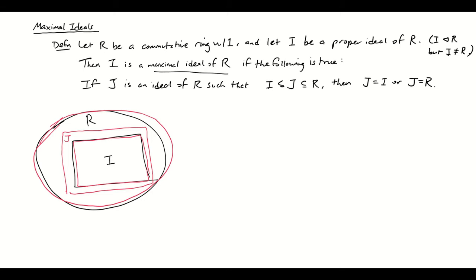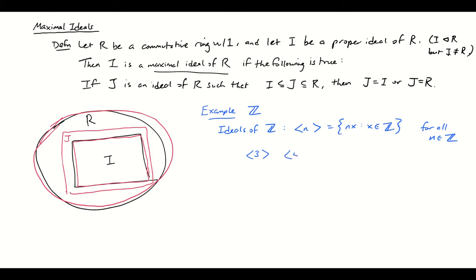This really could do with an example. The integers are a perfectly good commutative ring with unity, and the ideals of Z are those of the form principal ideal generated by n, which is the set of all multiples of n, for all n in the integers. Okay, so for example, this is an ideal of Z, this is an ideal of Z, this is also an ideal, although this is just the set containing 0. This is an ideal, although this is really the set of all integers because everything in the integers is a multiple of 1. So those are some examples of ideals.